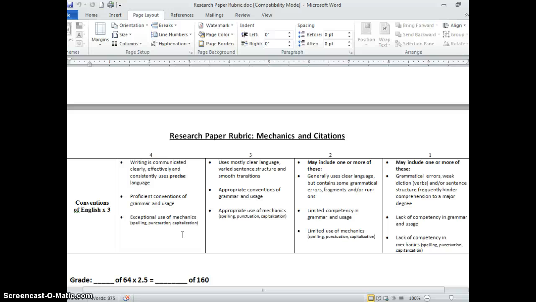Okay, so that's an overview of the rubric, and if you have any questions, please let me know. Okay.